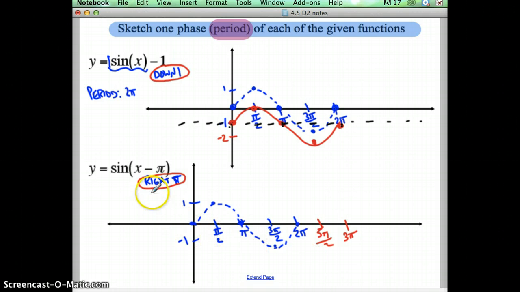Okay, so now shift everything to the right pi. That's 2 tick marks. So this is going to go 2 tick marks over. This is going to go 2 tick marks over. This point is going 2 tick marks over. That one is going over 2 tick marks. And this one's going over 2 tick marks. So now it looks like this.